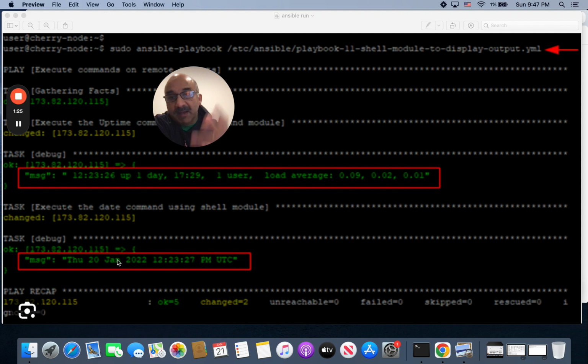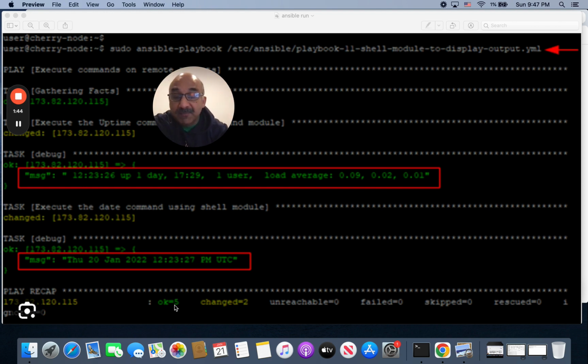Here's an example I grabbed from the internet, readily available. All I did was search for an image of an Ansible playbook run and I got one of these. At the very end, you will see a section called play recap. OK equals 5, changed equals 2, and so on. So what do they mean?